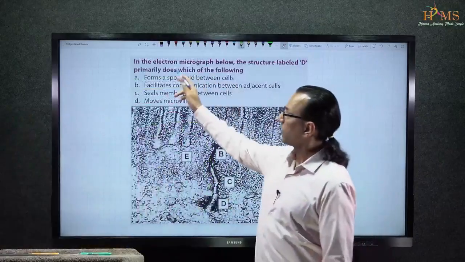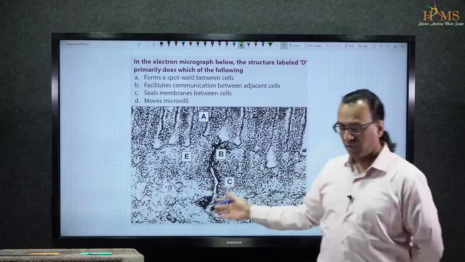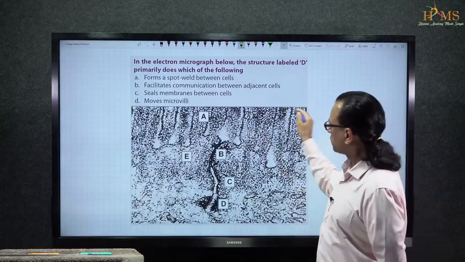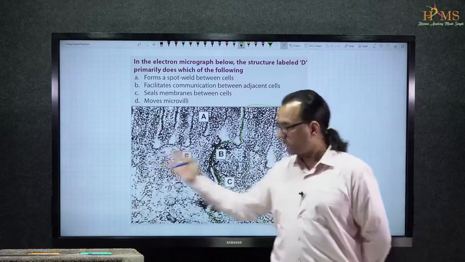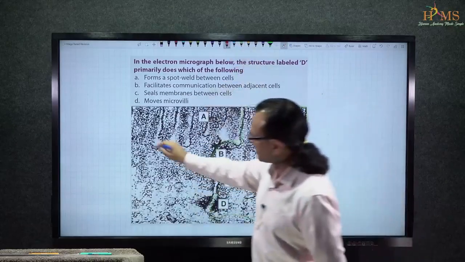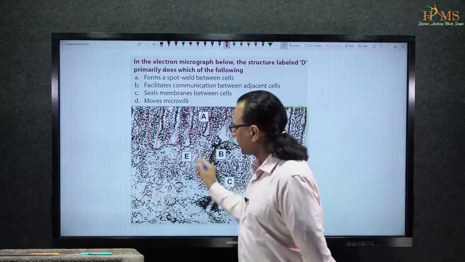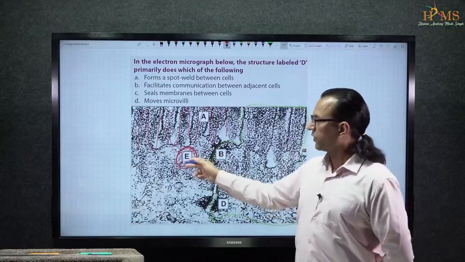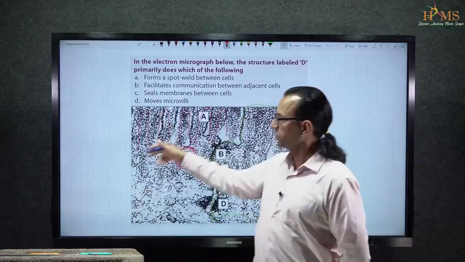Now it is an electron micrograph and asking us for the label D, and as such we'll find that it is two cells sitting together having some cell junction. So this is one of the cells we can make out, and there is another cell, and they have some cell junctions. The marker A represents the microvilli here, which can be moved by some microtubules sitting at the basal level, the basal body, marker E.